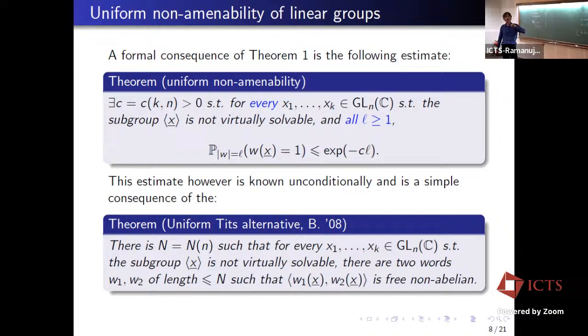However, this is a theorem while the previous one was under GRH. Okay, so we know this. This is a theorem, and in fact, the proof of the previous theorem that requires GRH uses ideas that go into the proof of that theorem. So this is known unconditionally, and it follows from this uniform Tits alternative, which I discussed Friday.